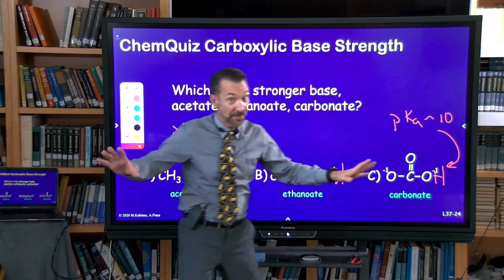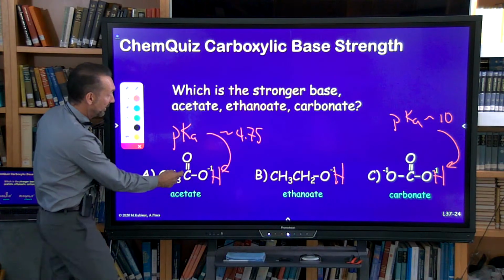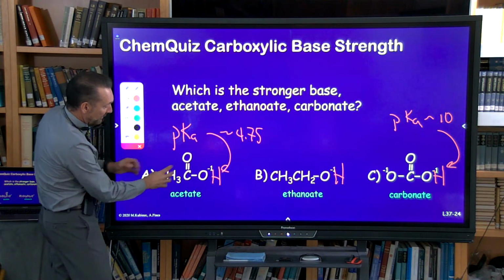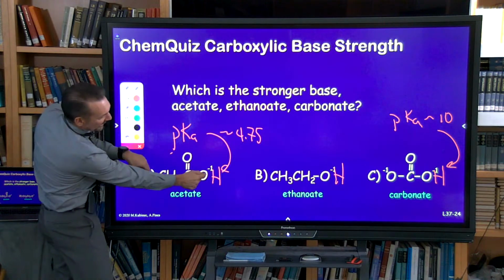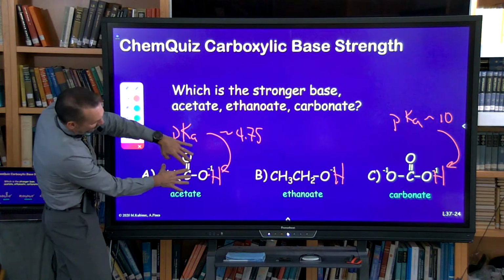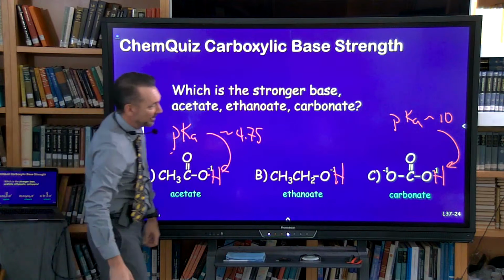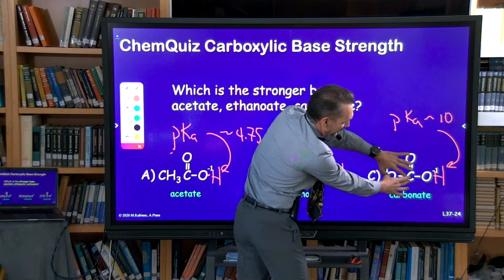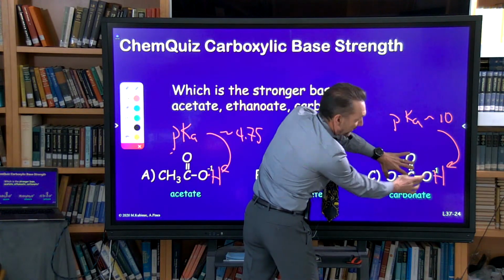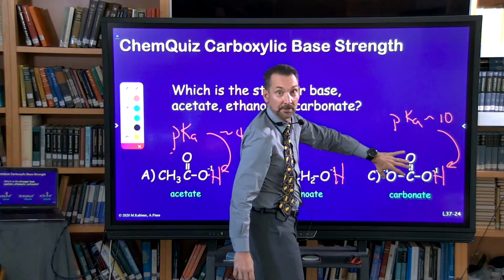We could have got there without that, because we could have said, well, look, how's the electron withdrawing? What's weakening this bond? Well, that has one oxygen and a carbon. This guy has two oxygens connected to that carbon and withdrawing. Okay?